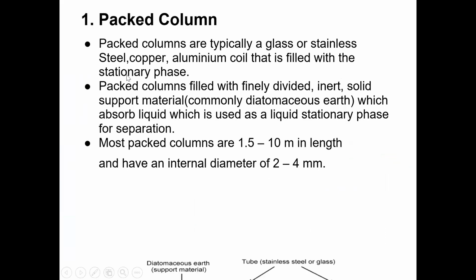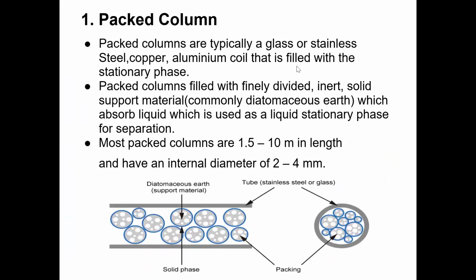In packed columns, glass or stainless steel coil is present and it is filled with the stationary phase. The packed columns are filled with finely divided support material. Example is diatomaceous earth, which absorbs the liquid, which is used as a liquid stationary phase. Most packed columns length is 1.5 to 10 meters and internal diameter is 2 to 4 millimeters.